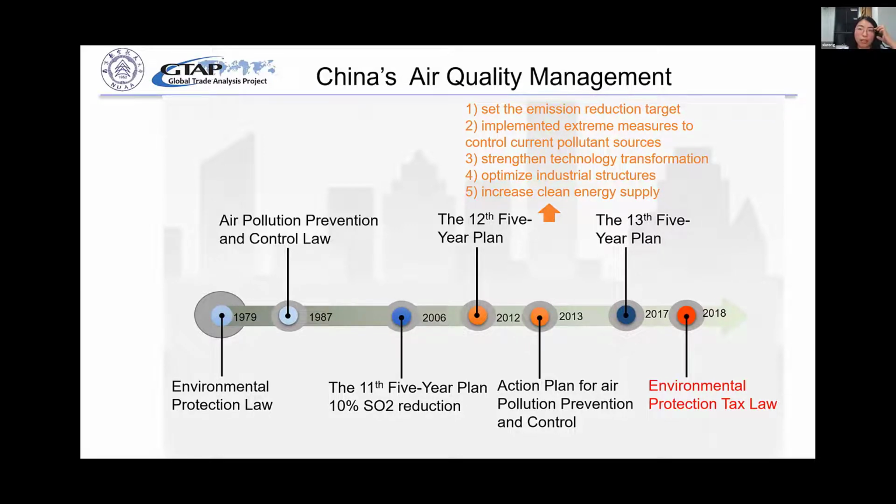And this new tax law is perceived as an aggressive policy that tends to establish a taxation system for promoting air pollution control. However, presently, very few studies have quantified the effectiveness of the environmental protection tax. So our study is mainly focused on the environmental protection tax.